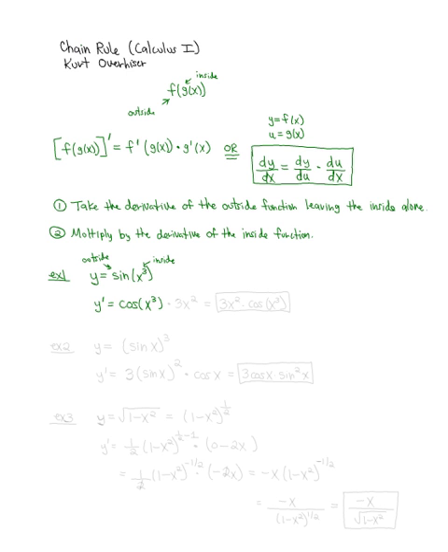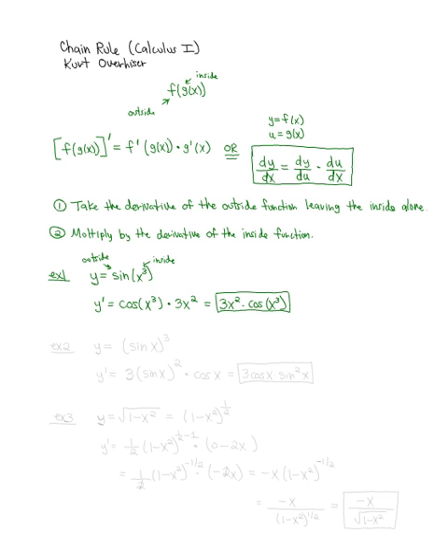Second step, multiply by the derivative of the inside function. The inside function is x cubed, so its derivative, using the power rule, we bring the 3 out in front, times x, and then we subtract 1 from the exponent, so 3 minus 1 is 2, and we multiply it by 3x squared. And then just rearranging the factors, we get 3x squared times the cosine of x cubed. And that's the final answer for our first example right there.